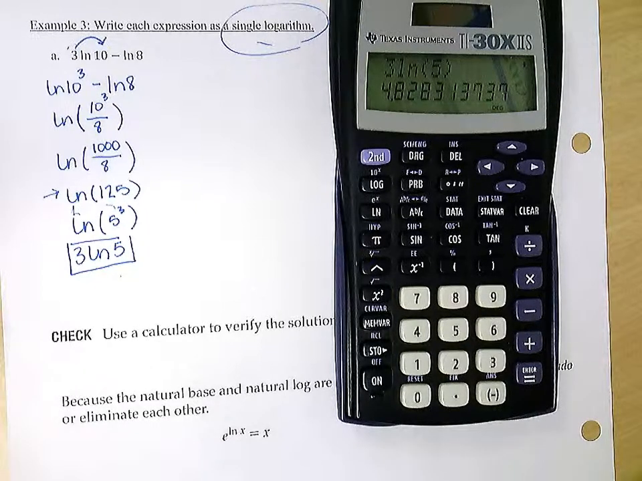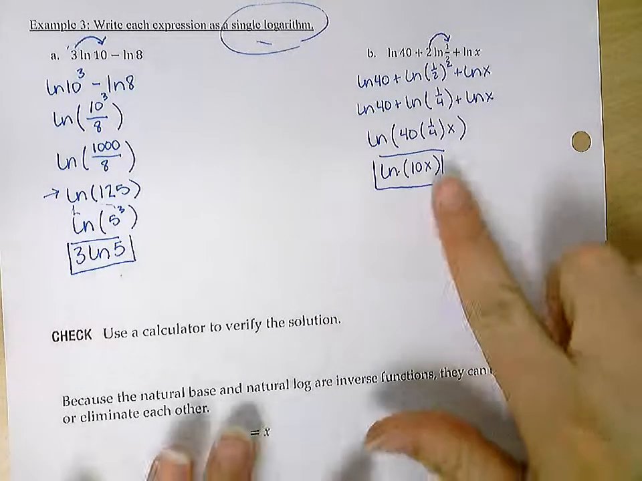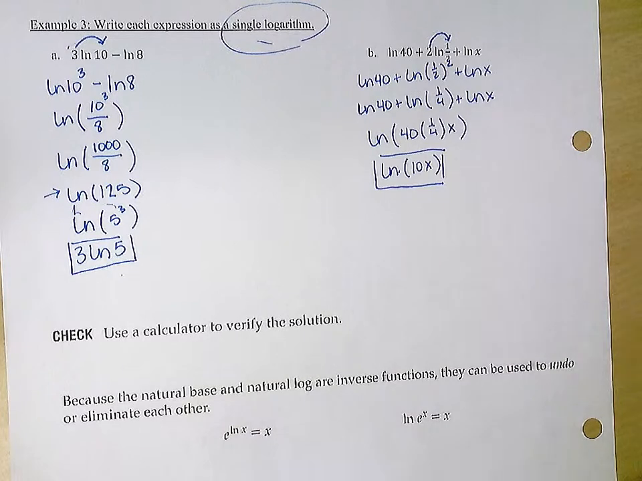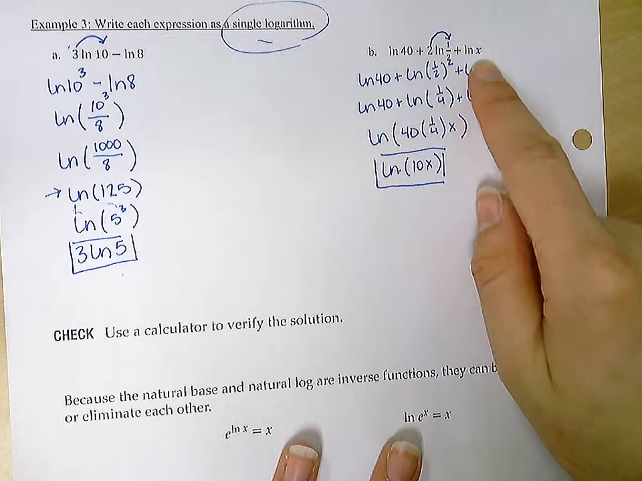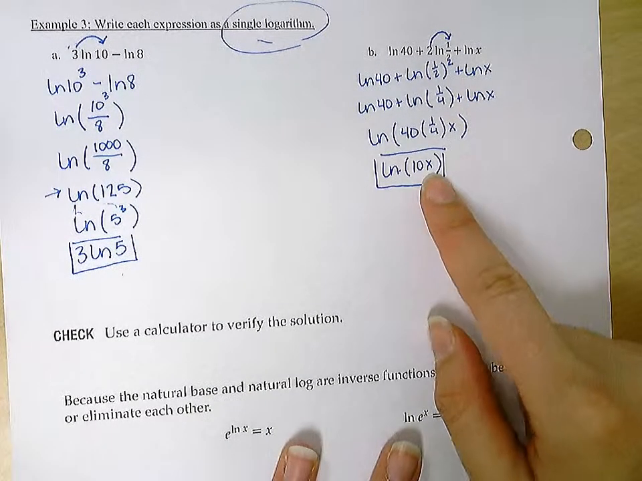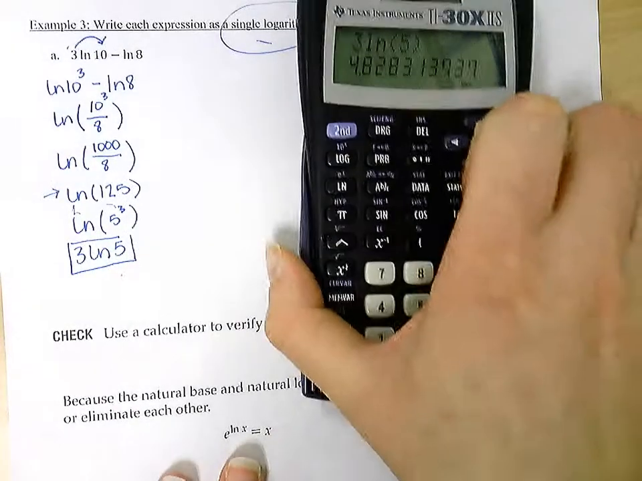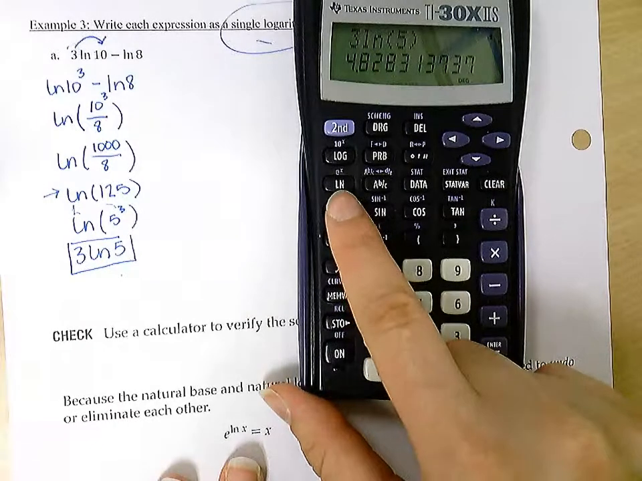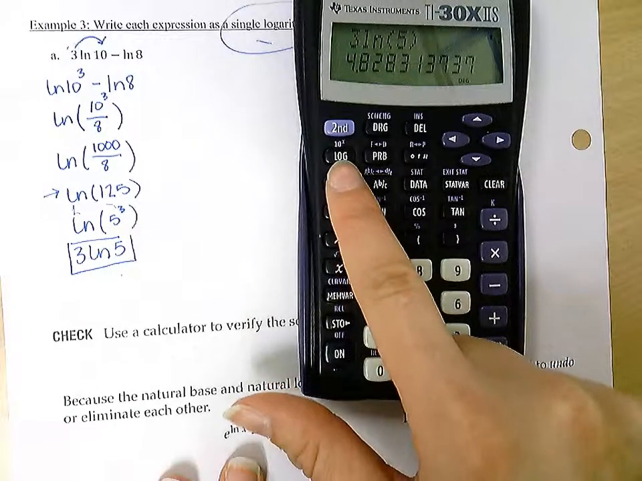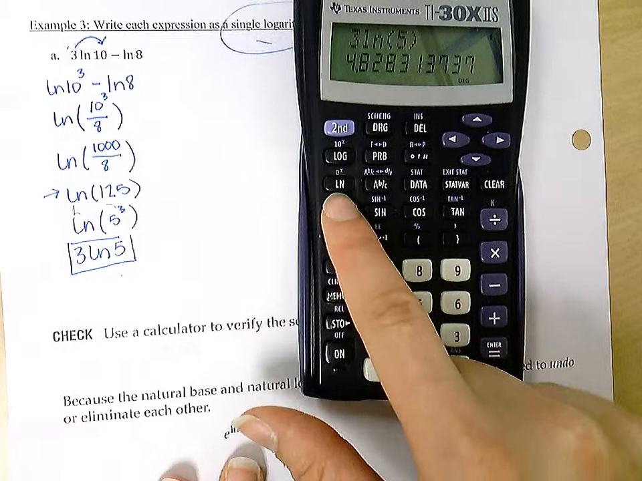If your answer changes somehow, that means you did something incorrect within your work. For ones like this where you have an x, what I would do is just plug in a number for x in your original and plug in that same number here to make sure it's the same. And again, your natural log button is right underneath your log button. So we used log before. Natural log is right under that.